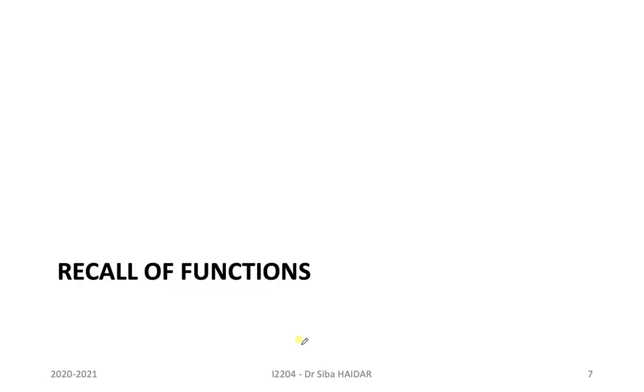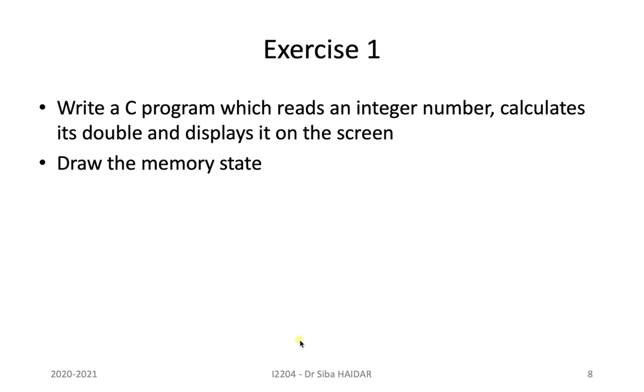Recall of functions. Let's begin by remembering how to code. Let's solve exercise 1. Exercise 1: write a C program which reads an integer number, calculates its double, and displays it on the screen. This is a very, very easy exercise. And then we have to draw the memory state. So let's begin by solving the C program. How to do this?